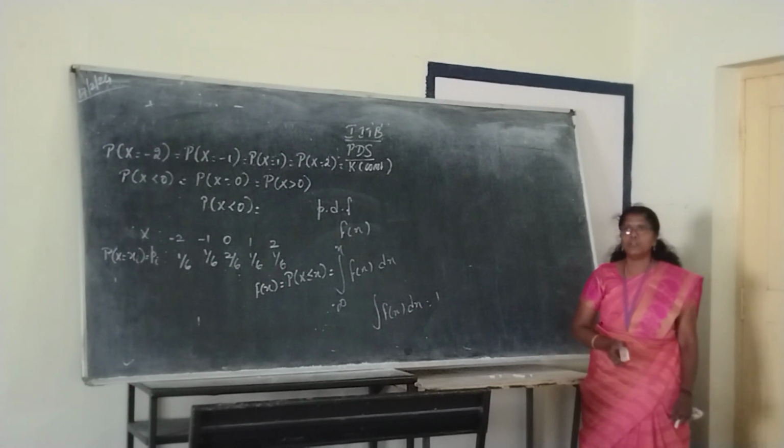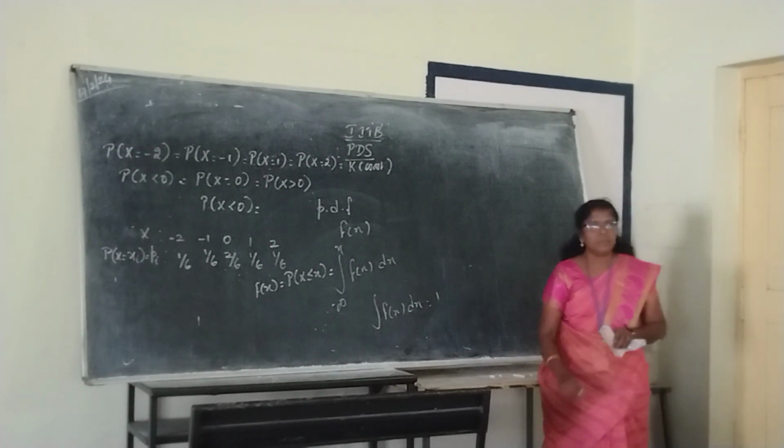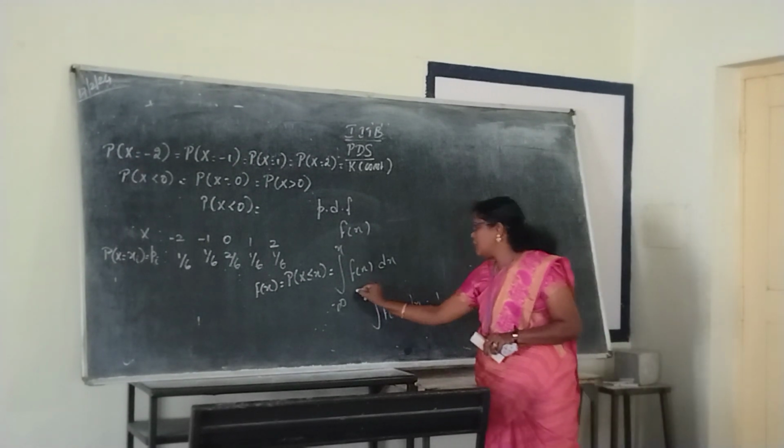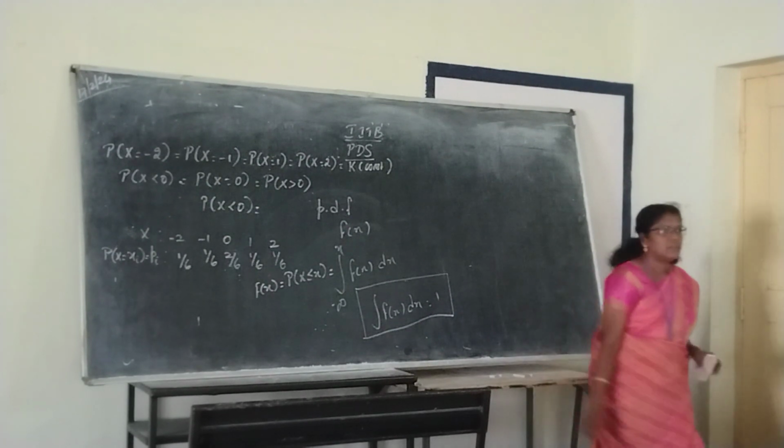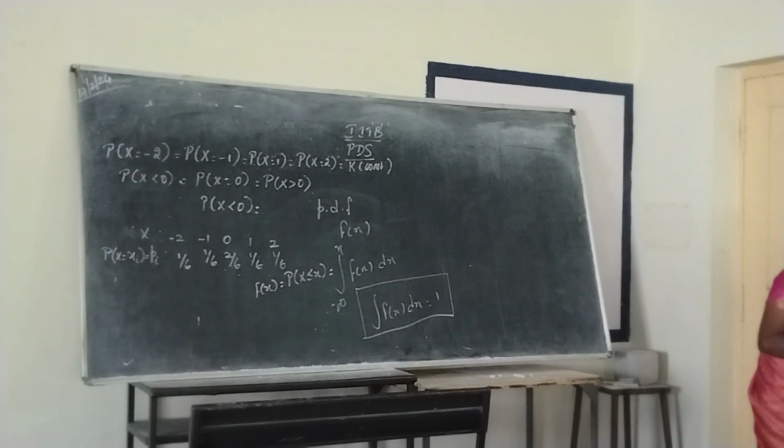Again, important note: integral of f of x dx is equal to 1. That is the meaning of total probability value equal to 1. It is a similar concept, only we are going to do it with the help of integration. Okay, so take our first problem.